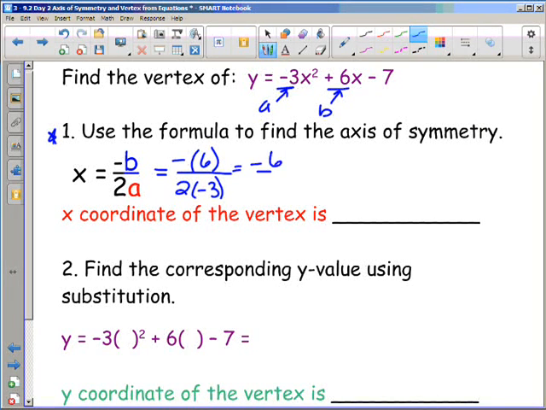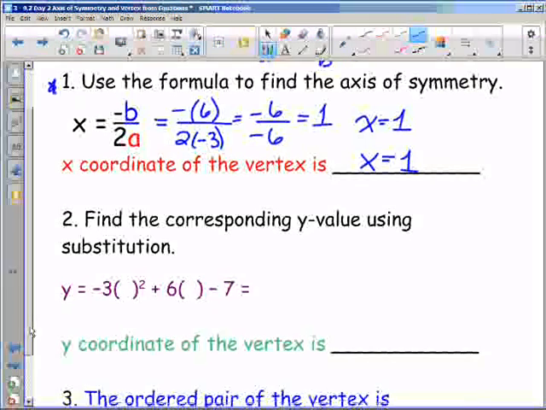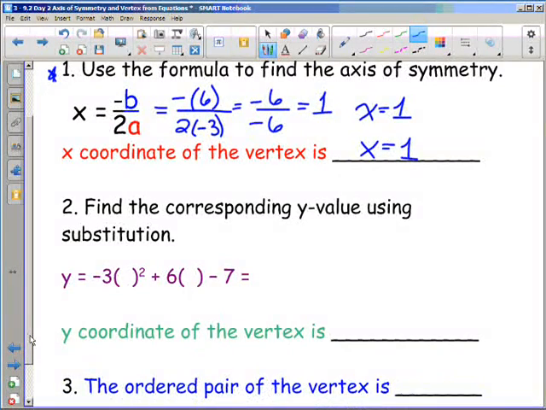So we have negative 6 over 2 times 3 is negative 6. 2 negatives turn into positive. I get positive 1. That is my x coordinate. So I get x equals positive 1. So the next step says the x-coordinate of the vertex is 1. Next, I need to find the corresponding y value using substitution.